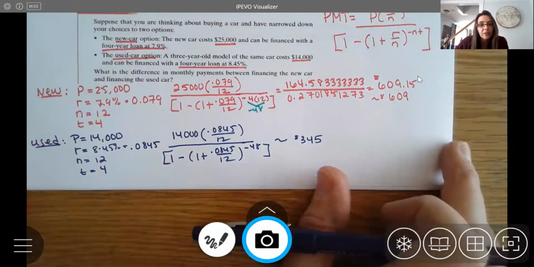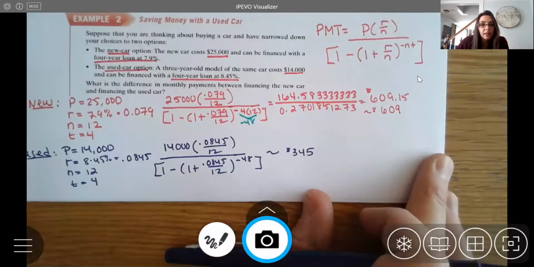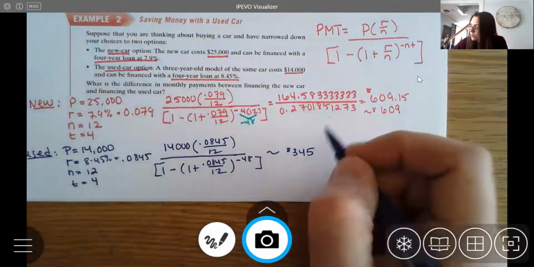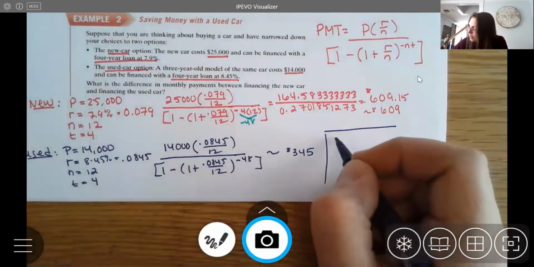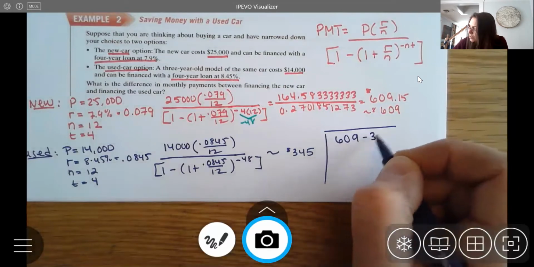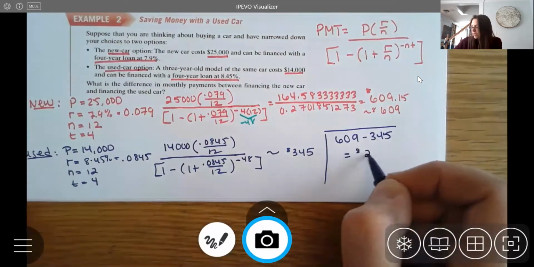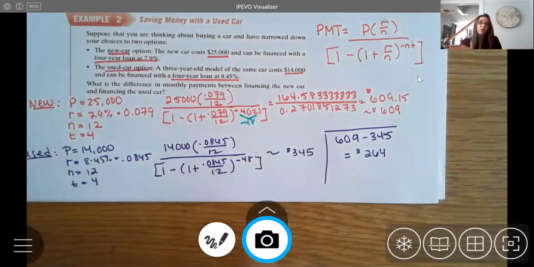So that's quite a difference in price, right? So what's the difference in monthly payments between financing the new car and financing the used car? Well, difference means to subtract. So we're looking at 609 minus 345, and you end up here with $264. So if you're willing to purchase the used car, then you're going to save yourself $264 a month on that loan payment, right? And they're both for 4 years. So you will save money over time.